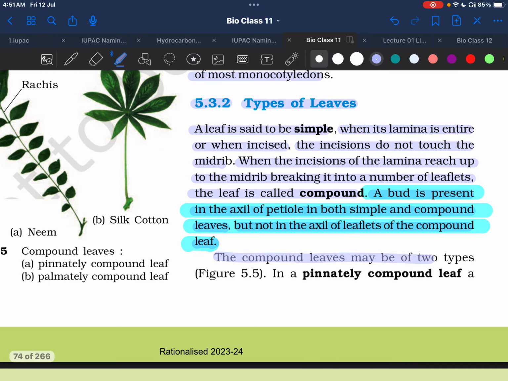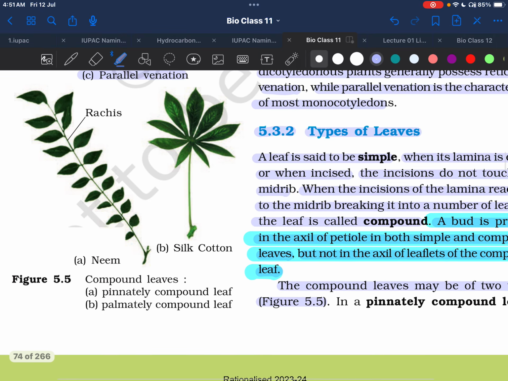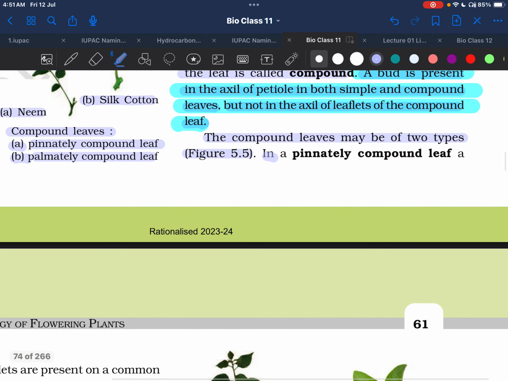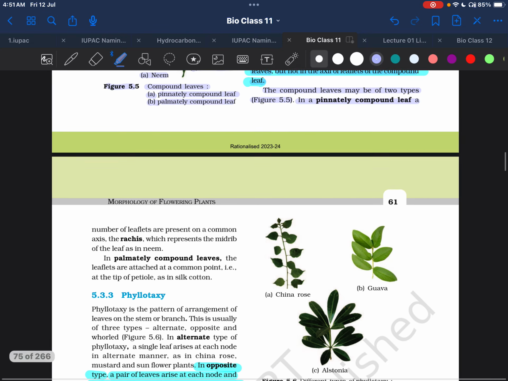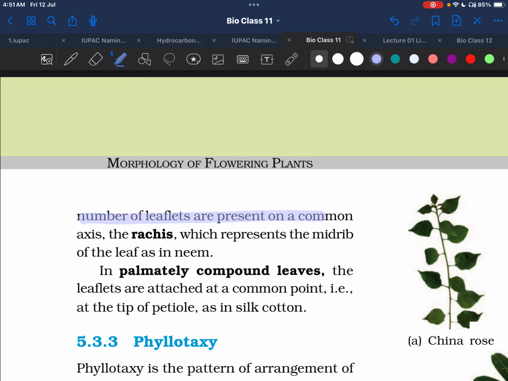The compound leaves may be of two types. Figure 5.5. Compound leaves: A. Pinnately compound leaf, neem, rachis. B. Palmately compound leaf, silk cotton. In a pinnately compound leaf, a number of leaflets are present on a common axis, the rachis, which represents the midrib of the leaf, as in neem. In palmately compound leaves, the leaflets are attached at a common point, that is, at the tip of petiole, as in silk cotton.